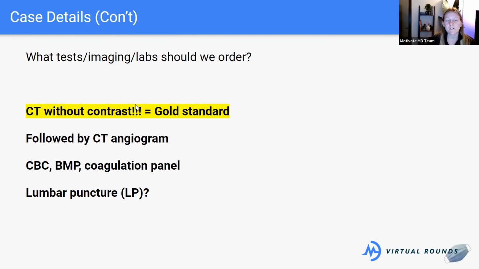And then later on, we can also follow up with a CT angiogram. This is kind of the same situation as the MRI. And I think you could probably make an argument for getting an MRI as well after we get this initial CT without contrast.